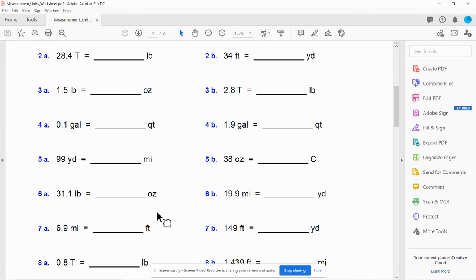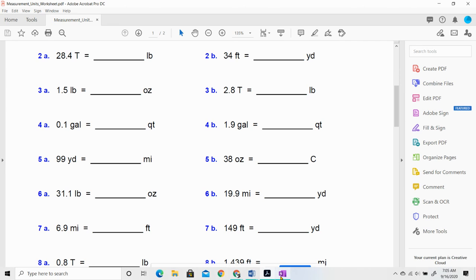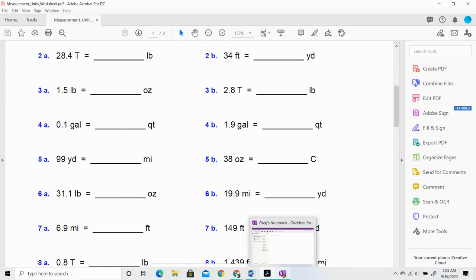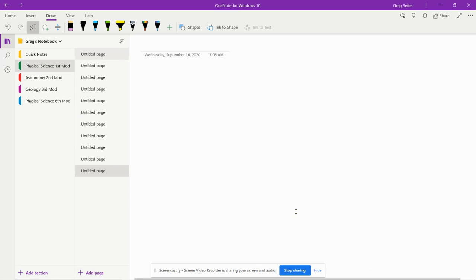31.1 pounds equals how many ounces? I've got to look at that again. 31.1 pounds, how many ounces?